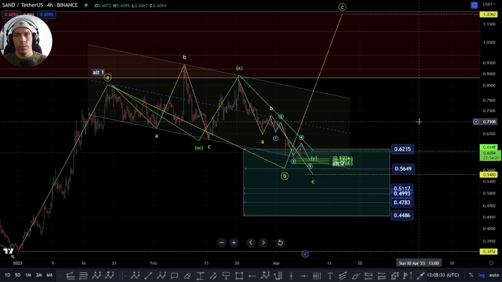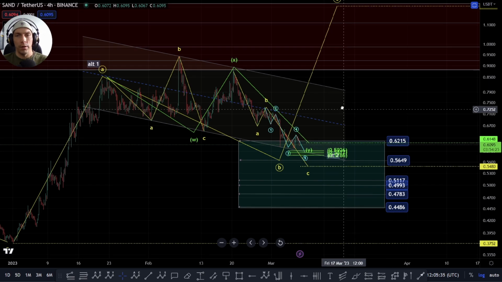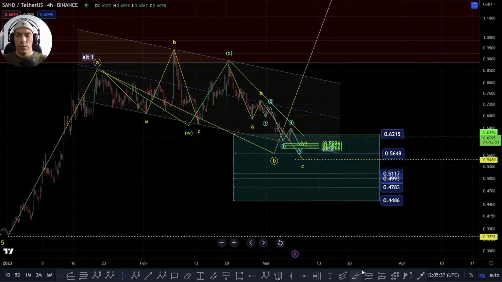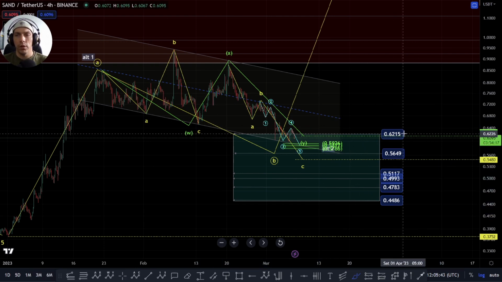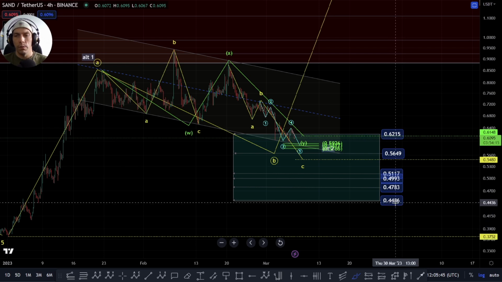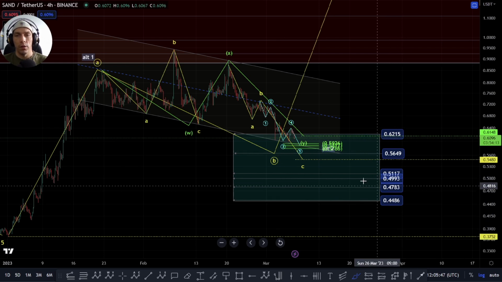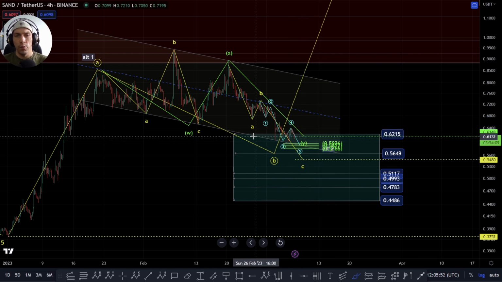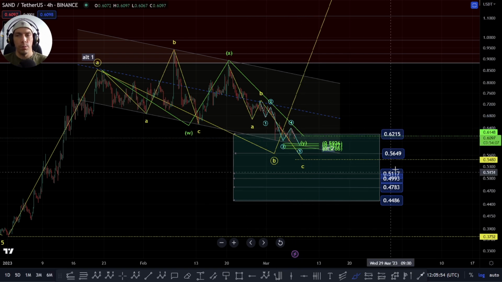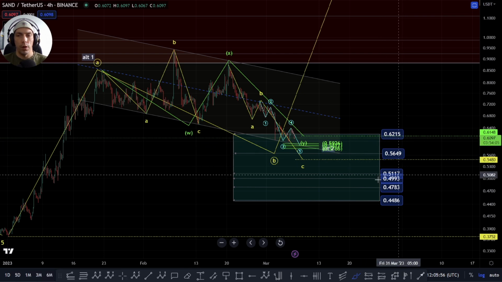Okay, so let's talk about what's going on here with SAND. We were talking about this since we started to break down here, that we were potentially looking for this retracement into this zone of the 62.15 to this 44.88, so we actually come into the top range of this move. This is between that 382 and that 50%, which is sitting at this 56.49.